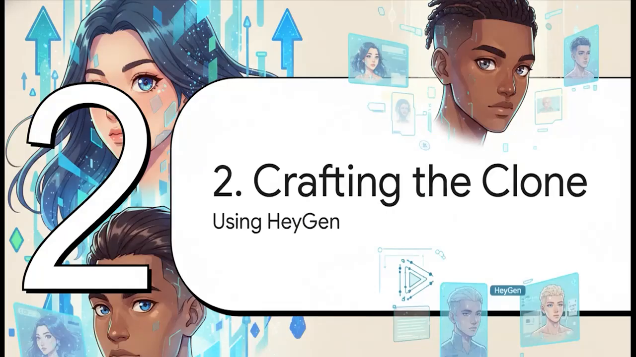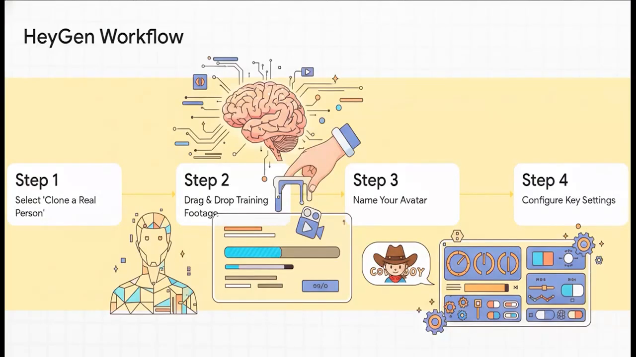All right, so once you've got your footage, it's time for the fun part. We're taking that human data and bringing it into the digital world. For this, we're jumping into a tool called HeyGen. And you'll see the interface is super simple, but the quality of the avatars it spits out is pretty mind-blowing. Once you're in HeyGen, it couldn't be easier. You just click Clone a Real Person, literally drag and drop your video file right in there, give your clone a name, we'll call him Cowboy Clone for fun, and then you're basically there. Just a couple of quick settings to tweak.